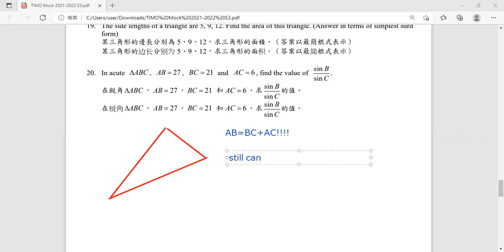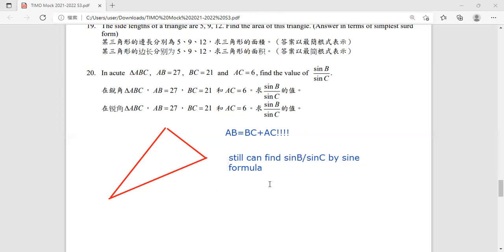So that's why I give 4 question marks, 4 exclamation marks here. Okay, you can calculate. By what? Sine formula. You can still find sine B over sine C by the sine formula.